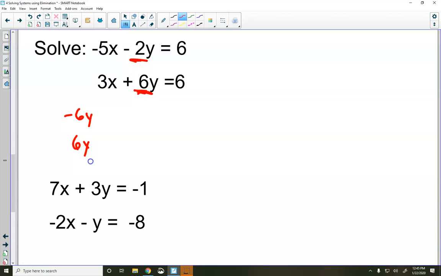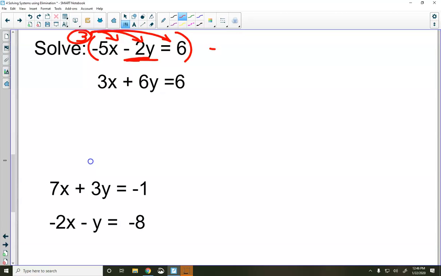I already have positive 6y in the denominator of this equation. So that means I want to have negative 6y in the numerator, in the top equation. So I'm going to take this top equation and multiply it by 3. The reason it's positive 3 is because that's a negative 2y already. So what do I have to multiply negative 2y by to get negative 6y? Positive 3. So I distribute to everything.